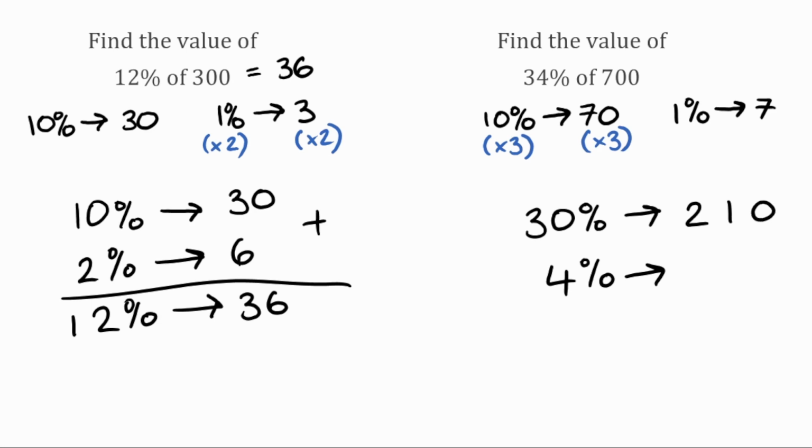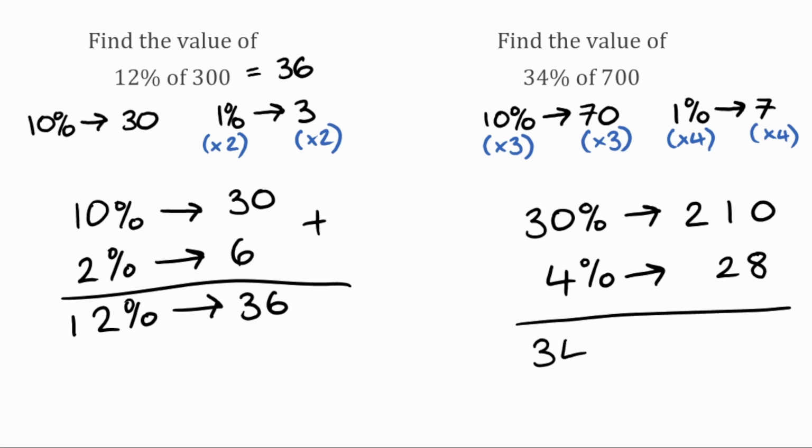We then need 4%. Well, we know what 1% is, so to find 4%, I'd now multiply this side by 4, which means I'm going to do exactly the same to the right-hand side. So I'd have 7 multiplied by 4, which would give me 28. So now to find our 34%, all we need to do is add these two together. So we've got 210, add 28, that would give us 238. So our answer here for 34% of 700 is 238.